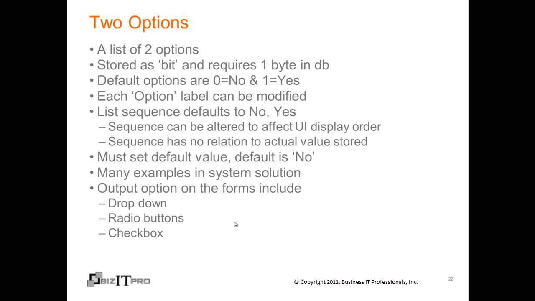The default value is mandatory, and so the default value is no out of the box, but you can change that to yes. There's many examples of this in the system solution, and when you output a 2-option attribute on a form, you can choose to display it as a drop-down list, radio buttons, or even as a checkbox. Obviously, the on value would be checked.